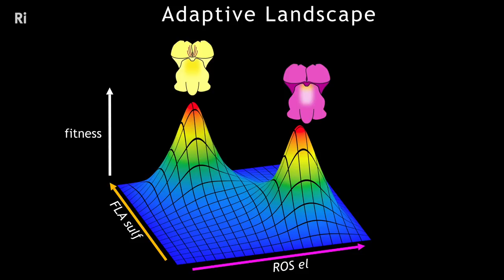So evolutionarily, you should be stuck on each peak. How can you possibly move from one peak to another? This is true not just of snapdragon flowers, it's true in general of whenever we think about adaptive optima, adaptive peaks. So how can we get our head around this?